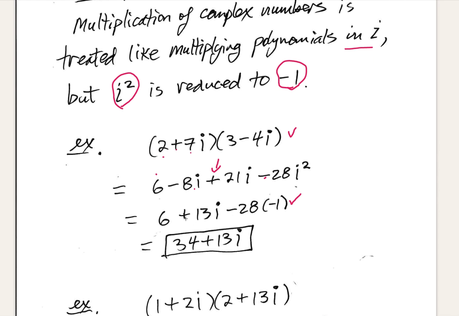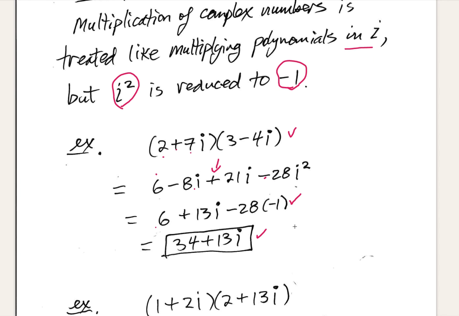Okay, so we've got 6 plus 13i minus 28 times -1. The double negative becomes positive, so it's like adding 28. That's a like term with 6, right? Because it's just a term involving real numbers and not I. 6 plus 28 is 34. So the answer is 34 plus 13i.